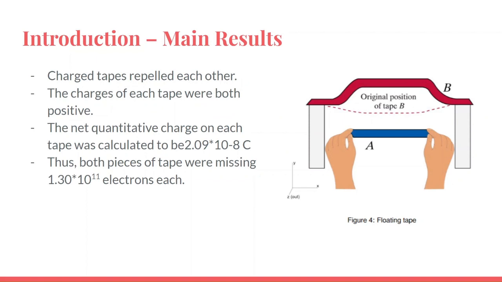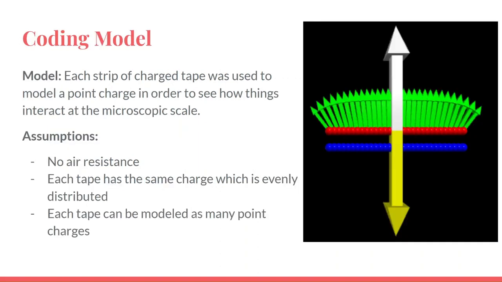So the main results from the experiment, and this is mainly from lab one, are that the charged tapes repelled each other and they were both positive. The net quantitative charge on each tape was 2.09 times 10 to the negative eighth coulombs, excuse me. And both pieces of tape were missing that many electrons. And this is the setup to our right of the first experiment.